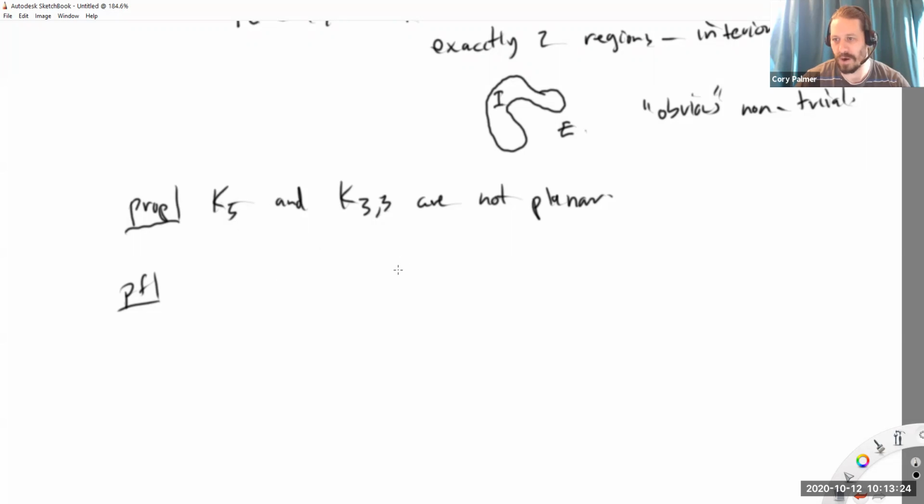And this is where topology is going to be in the back of our mind. We're going to do this for K5 only. K3,3 is going to be an exercise. This isn't that hard either way.